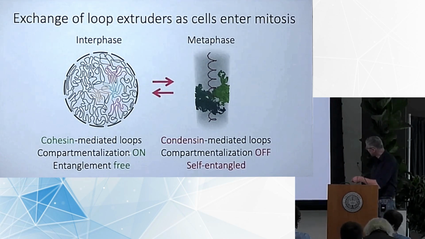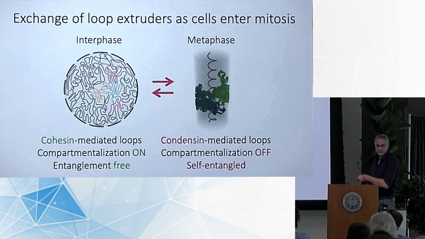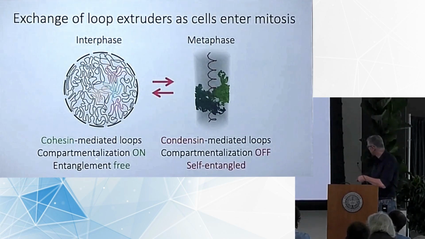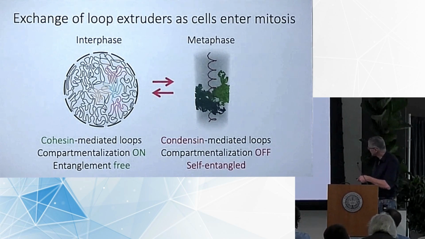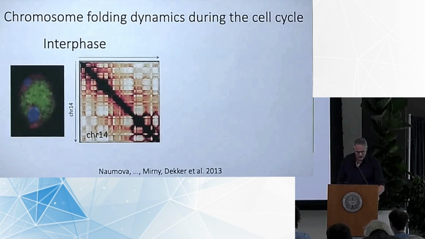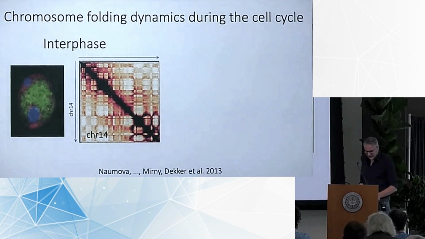Also, there's other things happening that I won't talk about a lot. Compartmentalization is turned on in interphase and somehow gets turned off in mitosis, at least in part. And again, we have recently shown that most of the time chromosomes are entanglement-free, but in mitosis, chromosomes become topologically entangled within each chromatid.